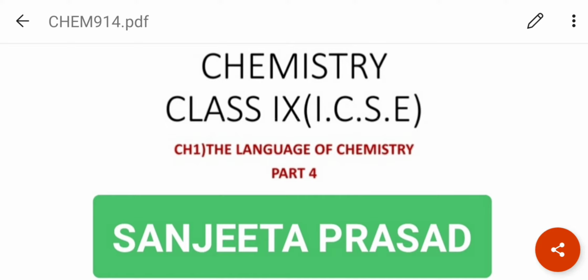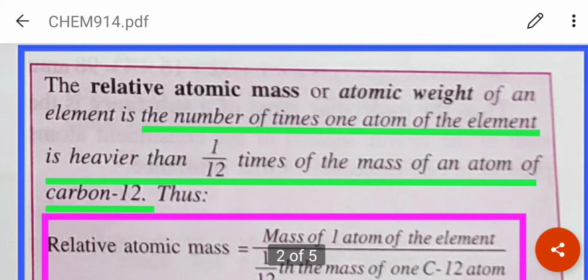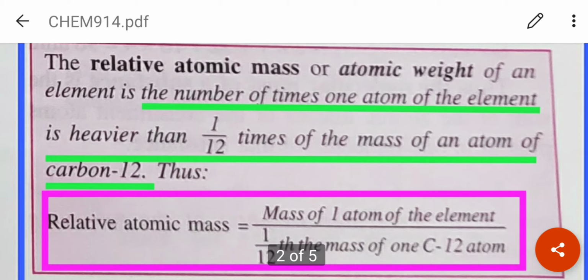Now, you all know that atoms are very small, so small that they cannot be seen with our naked eyes. The lightest of all elements is hydrogen. And do you know what is the mass of a hydrogen atom? It is found to be 1.66 into 10 to the power minus 24 gram.